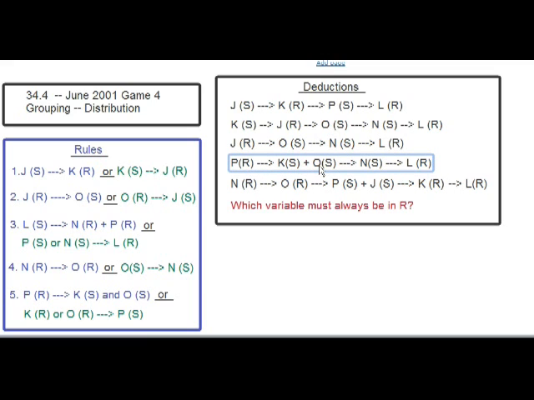So let's start with one of them. Let's start with the fact that O is an S. Does that tell us anything? And again, we go back here. And if O is an S, then that tells us that N is an S. So we can do that.